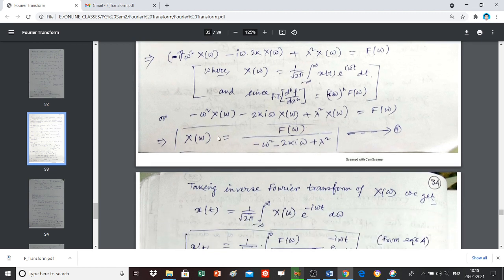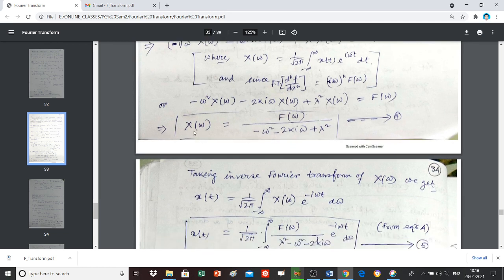So this will provide you the value of the Fourier transform of the function x, that is X(omega). And now if you take the inverse Fourier transform of this term, then that will provide you the function x(t). Taking the inverse Fourier transform of this function, that is X(omega), we get the function x(t), that is equal to 1 by root 2 pi, integral from minus infinity to plus infinity of X(omega) e to the minus i omega t d omega.